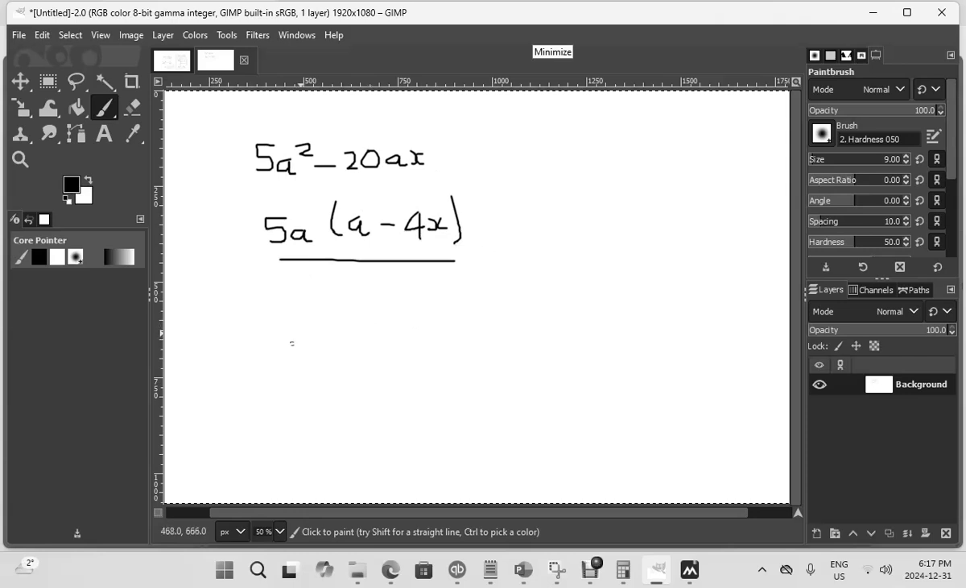Let's say this one is 3ab squared minus 6ab plus 12ab cubed.